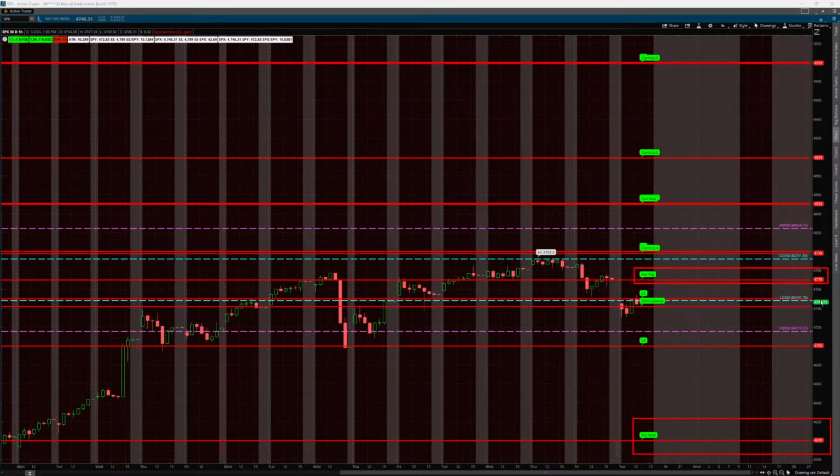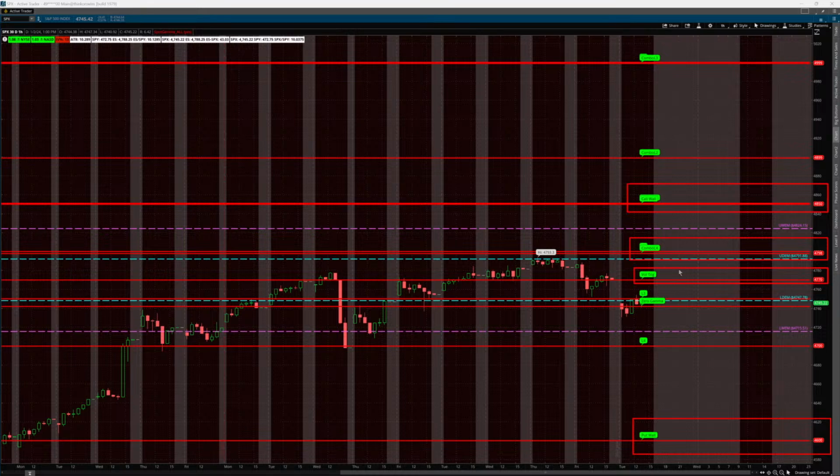The next level up is 4,800 that I mentioned before. That's the absolute gamma strike, a strike with the largest absolute negative and positive gamma. That's where most of the gamma-weighted open interest is concentrated. And next is the call wall at 4,850. That's a strike with the largest net positive gamma that can be expected to act as resistance. All right, so those are the key daily levels.